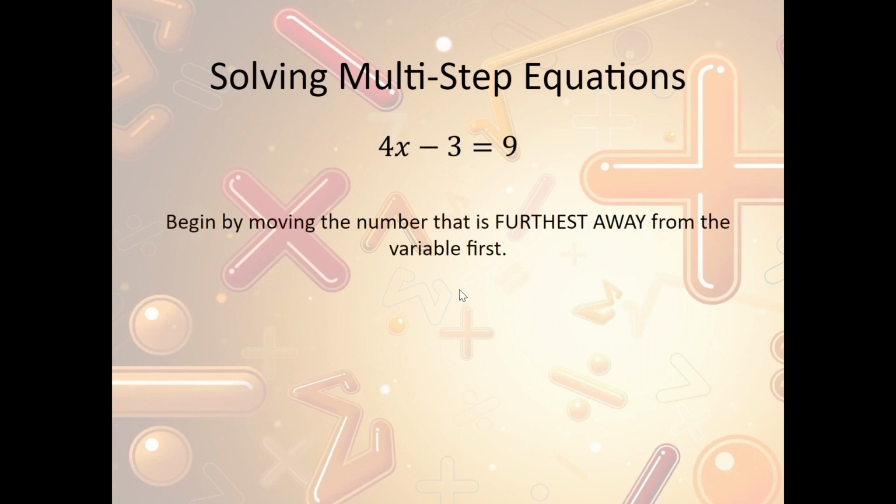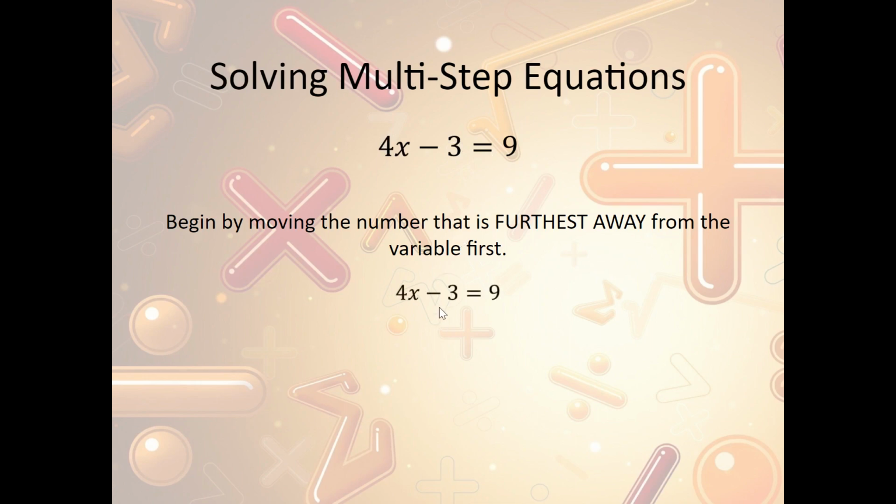Now, where do we begin? We could get rid of the 4 or the 3. The easiest solution is always to get rid of whatever's furthest away from the x first. So, in this case, we can see that we have a 4 and a 3. Those are the two that we need to get rid of, and we're going to pick from those two and say which one's furthest away. Well, the 4 is attached to the x, so the 4 is really close. The 3 over here is kind of floating, so we're going to get rid of that one first.